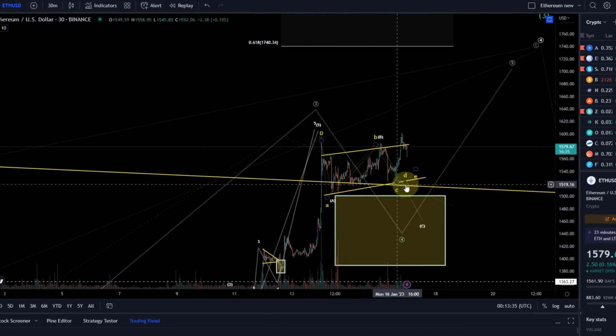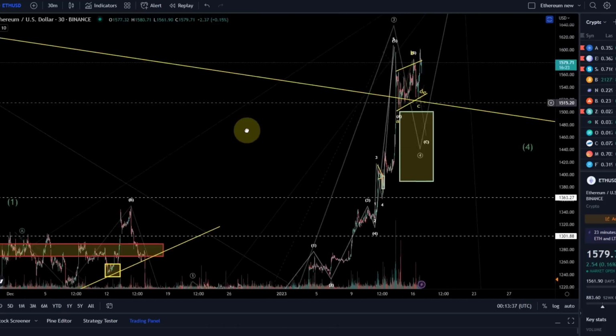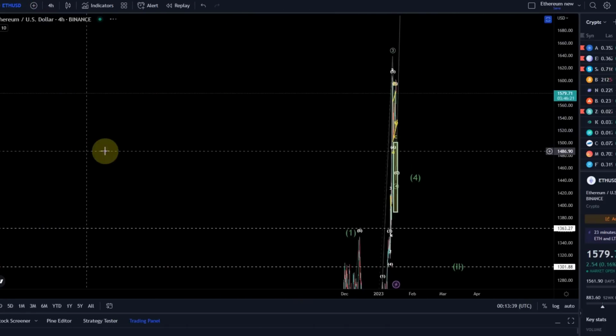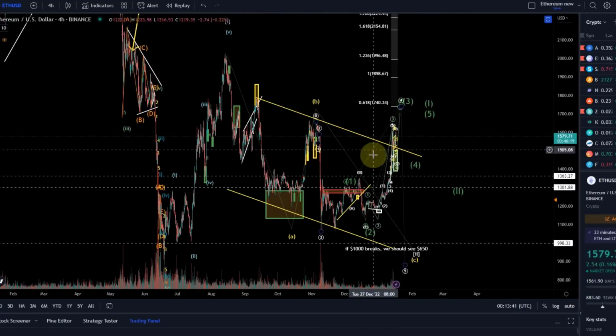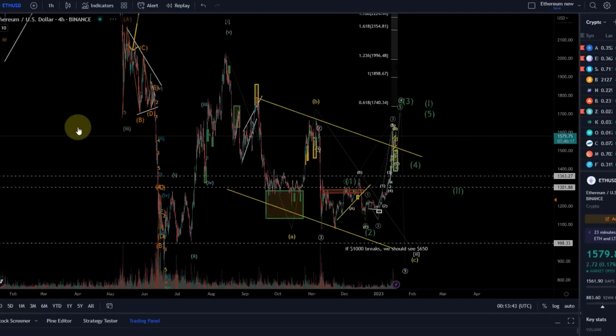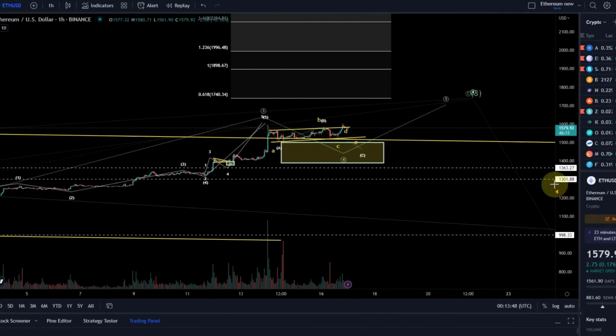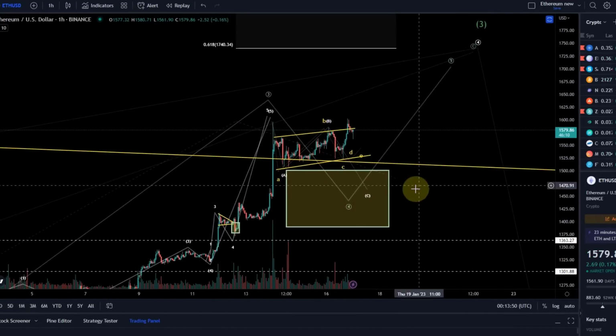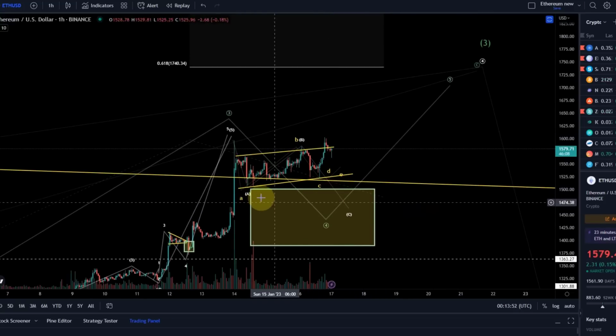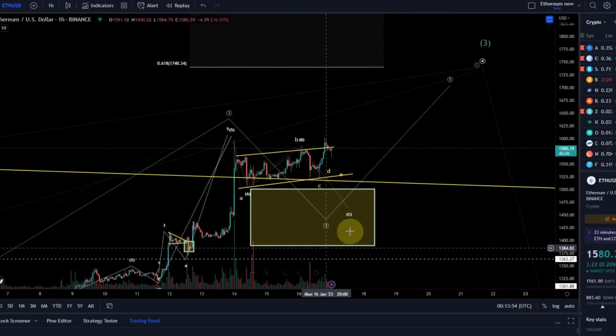We've been consolidating above this descending trend line here. There's a channel, if I zoom out a little bit, and we're currently consolidating above that. So all of that adds to the view that we are currently in just a consolidation sideways movement, in my opinion a wave 4. And I'm not convinced, as I already said before, that we necessarily have to get into this green area.